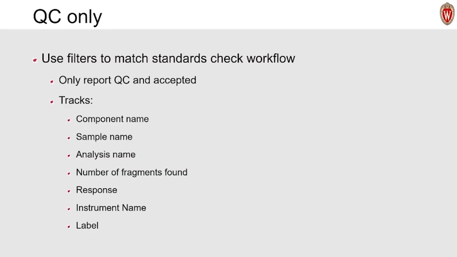For a QC-only report, we set up a report similar to the standards check workflow step that we made earlier. We want only injections that are standards and components that are labeled. We then add a table with information that we can use to track instrument performance for each compound. You can see that information that we've chosen to report in this slide.